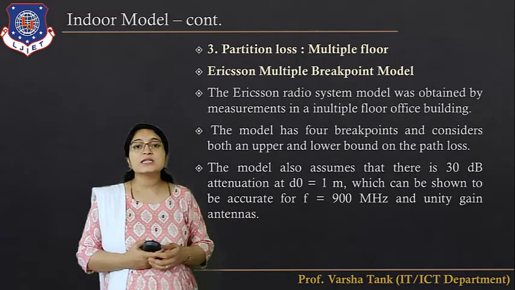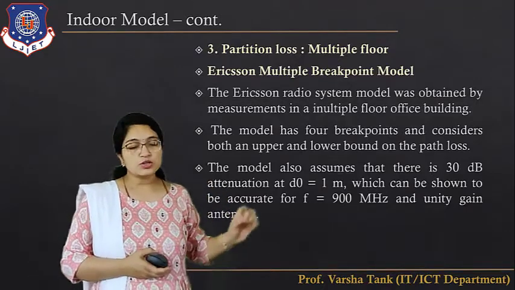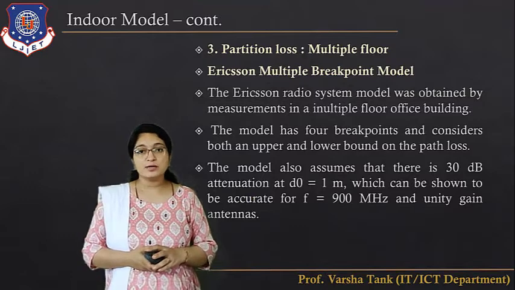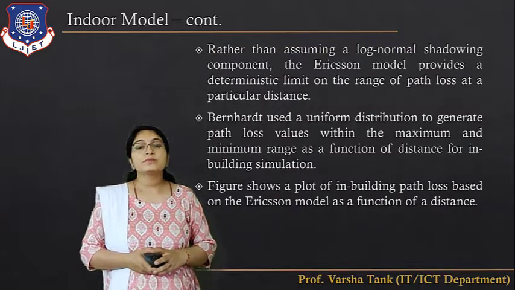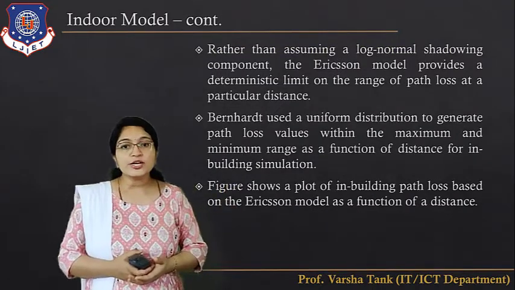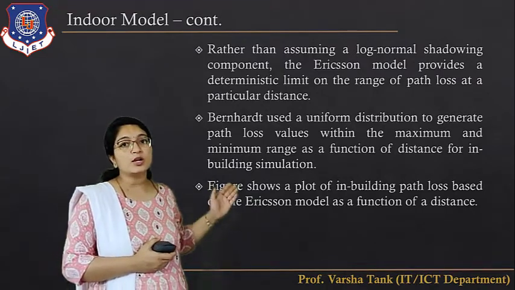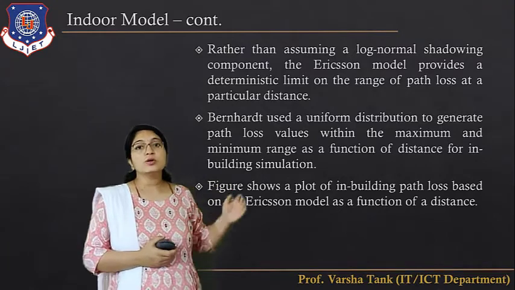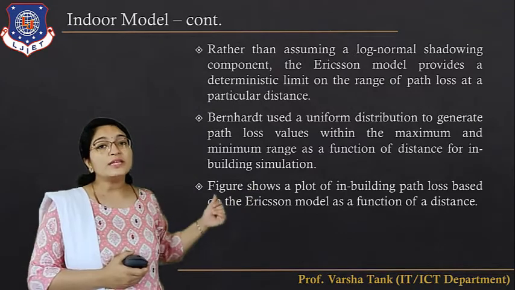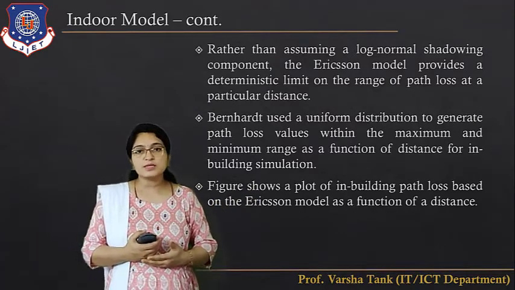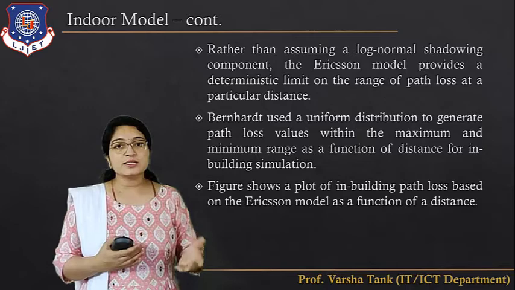Unity gain antenna means GR times GT is equal to 1. At the distance d0 equal to 1 meter, we have to consider the frequency, that is 900 megahertz. So the attenuation will be 30 dB if we are considering this scenario. Rather than assuming a log normal shadowing component, the Ericsson model provides a deterministic limit on the range of the path loss at a particular distance. This model uses a uniform distribution to generate the path loss values within the maximum and minimum range as a function of distance for in-building simulation, within the maximum and minimum distance that is defined.